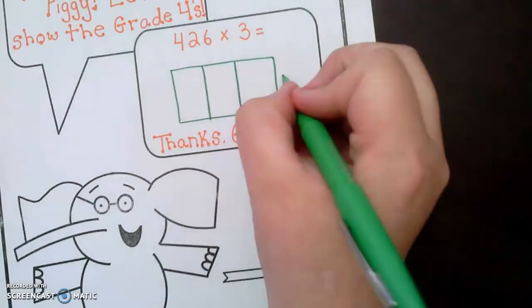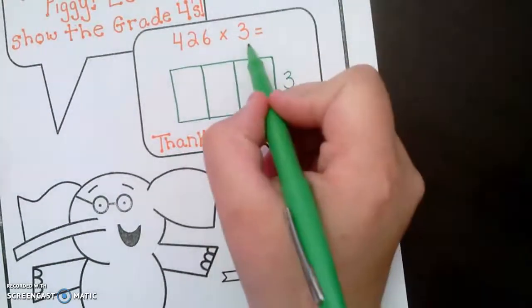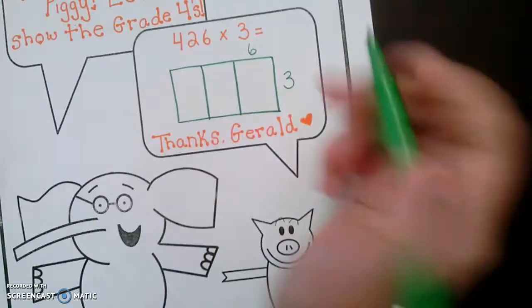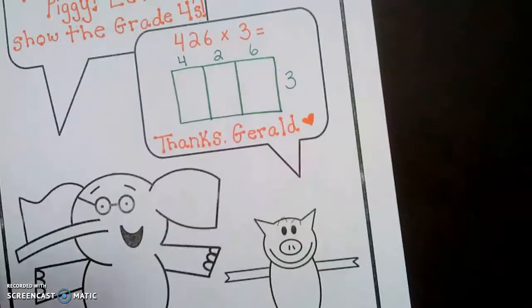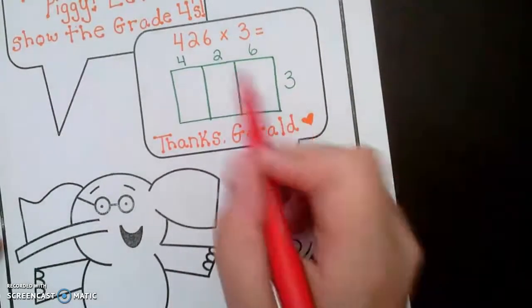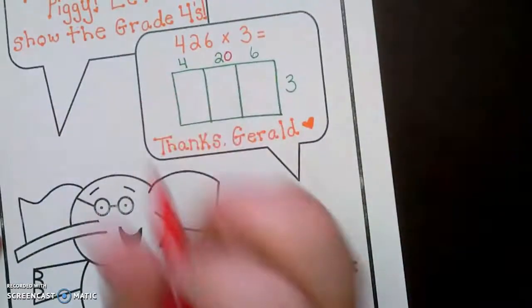So we know that our 3 has to go over here. And then we're going to go over here. So we have a 6. We have a 2. And we have a 4. Now remembering our place value charts, we know that the 3 and the 6 are in the unit spot. Those stay the same. But the 2 is actually a 20. And the 4 is actually a 400.